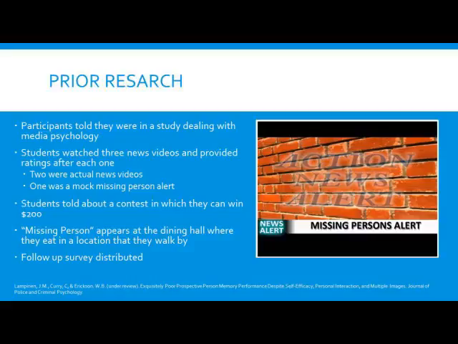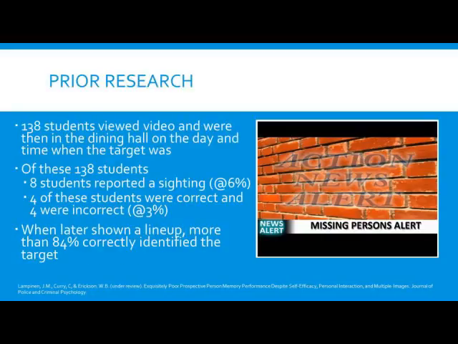We pre-screened our participants so that we only ran people who regularly ate at cafeterias on the University of Arkansas campus. And for the next 3 days, this person was in a prominent place in one of those cafeterias next to the only entrances, so anyone leaving or entering could see her. Now, we confirmed later that 138 participants were in the dining halls at the same time as the target, and of those, only 8 reported sightings were generated. Half of these were correct sightings, so the other half were incorrect.